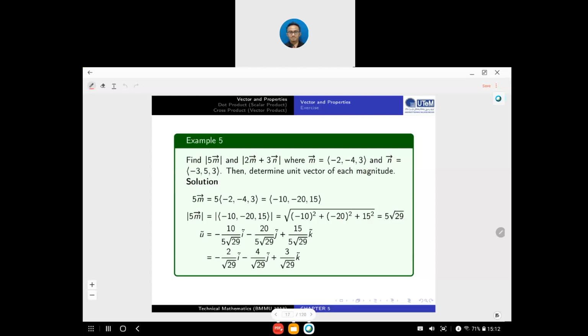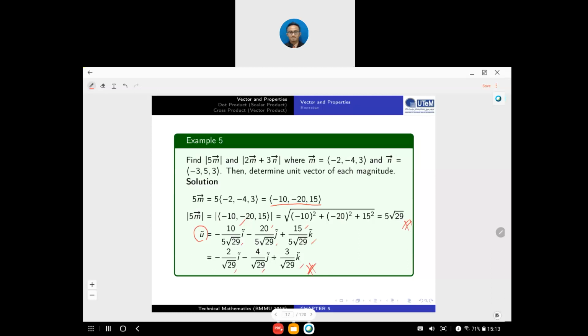Now we want to find the unit vector, which is the symbol u. So the unit vector: we have -10 divided by the magnitude, -20 divided by the magnitude, and 15 divided by the magnitude. When we simplify it, we get -2 over sqrt 29 i minus 4 over sqrt 29 j plus 3 over sqrt 29 k. So you already get the unit vector and the magnitude.